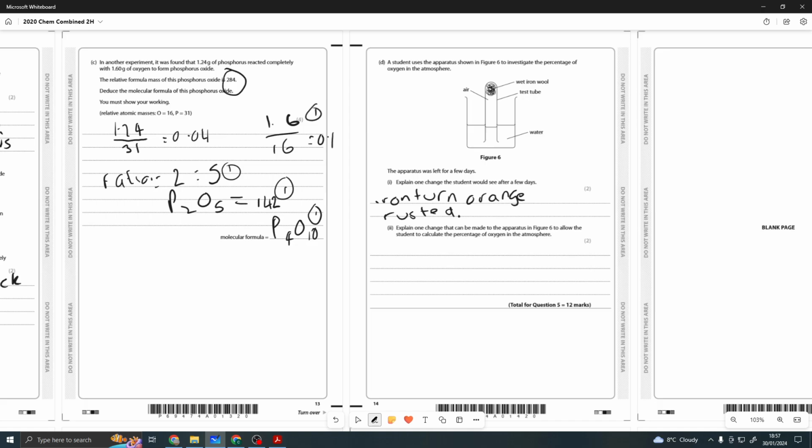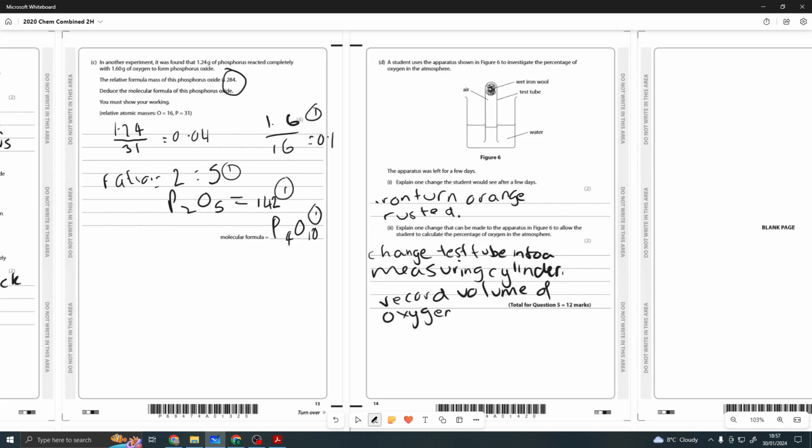Okay, so you're going to change the test tube into a measuring cylinder, so you can actually record the volume of oxygen used up. Record volume of oxygen used up. That's what you're going to do. Nice. Okay, we are now on our very last row of pages.